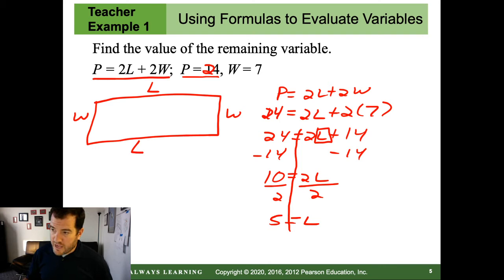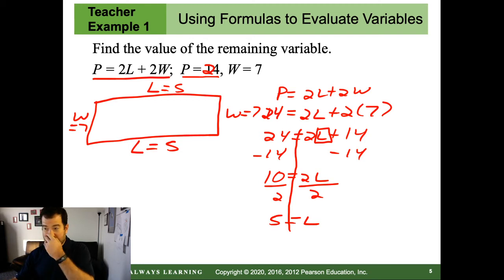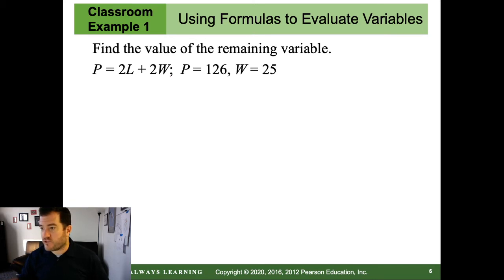And that kind of makes sense, because if this is 5, this one's 5, that's a total of 10. If this is 7 and this is 7, that's 14, and 14 plus 10 is 24, so that's what I'm looking for. So anyways, the keys again: make my picture, set up my equation, fill in what I know, and then start to do the math. So go ahead and take a minute and try this one on your own.